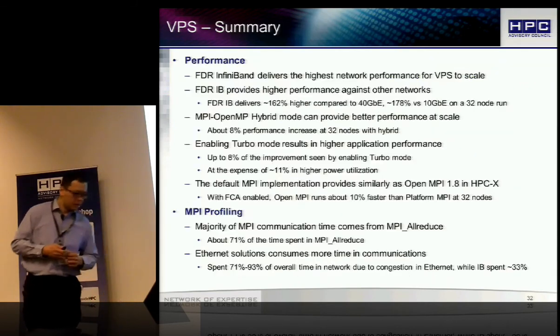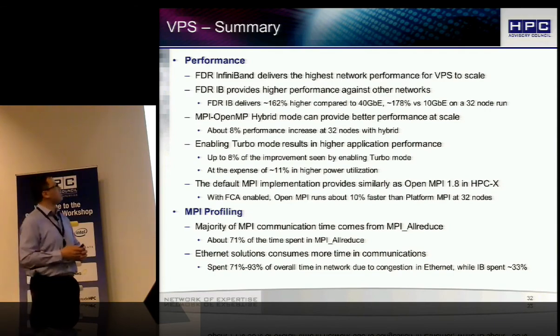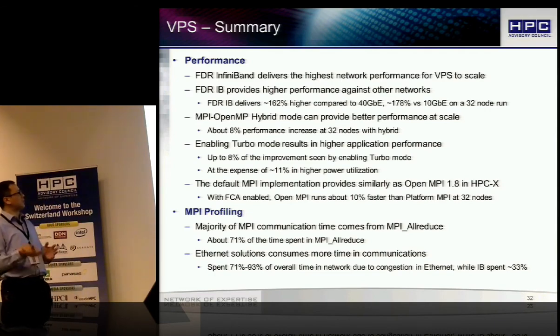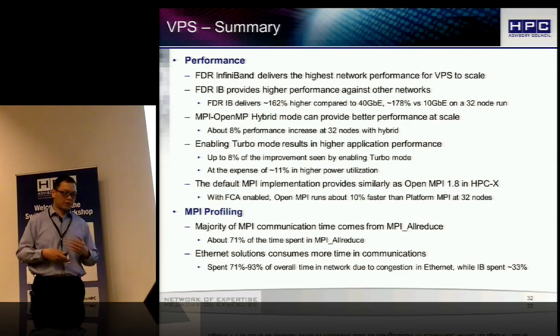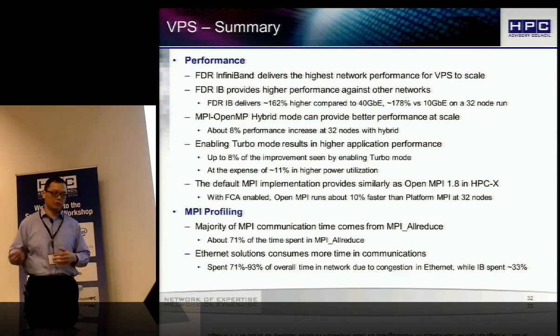So as a summary, what I actually want to show you is what I just talked about. The hybrid mode in VPS or Pam Crash actually helped a lot. If you run with more threads and fewer MPI cores, I believe you do see more and more difference, and better performance. InfiniBand helped a lot versus other network interconnects, so it allows you to scale to 32 nodes or maybe more.